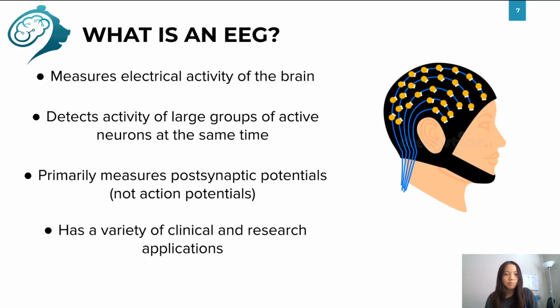EEG primarily measures postsynaptic potentials, or changes in membrane potential that are elicited by neurotransmitters binding to receptors on the postsynaptic membrane. Action potentials in the axons do not contribute much to the ongoing EEG activity, as they are too short. They go in too many directions relative to the surface of the cortex, and they are not synchronized.